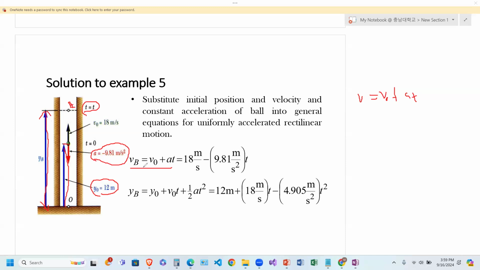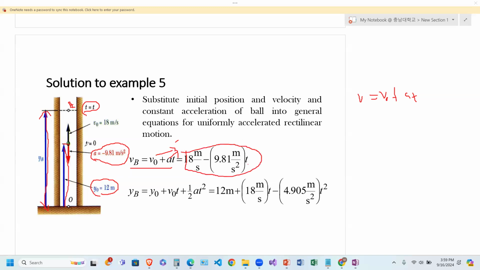Now the ball is moving at v naught, which is our initial velocity, given as 18 meters per second. So we put in our initial velocity here as 18 meters per second. Our acceleration is negative, which is 9.81 meters per second squared. And we don't know what time it took for them to meet, so we just call it t. We substitute in that equation, and then we have this equation right here.